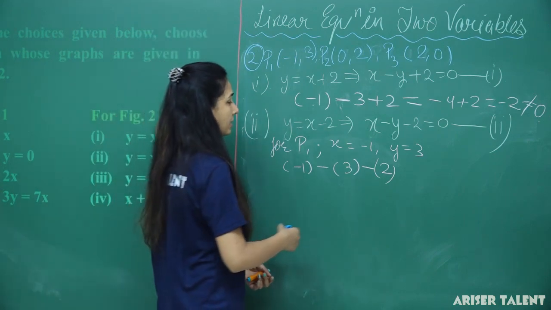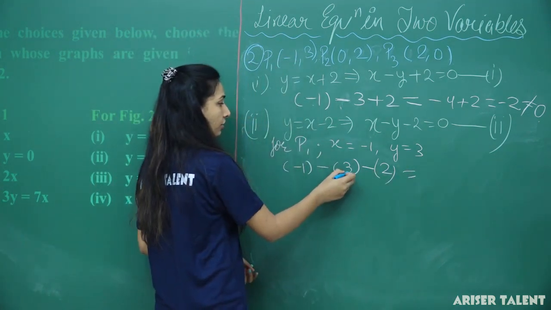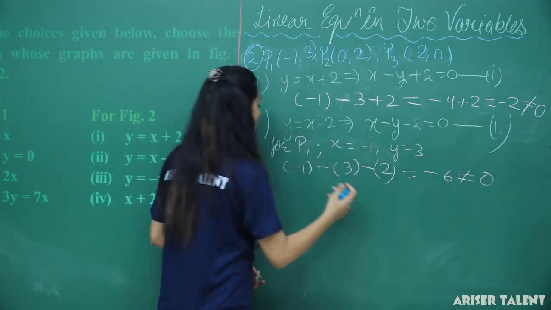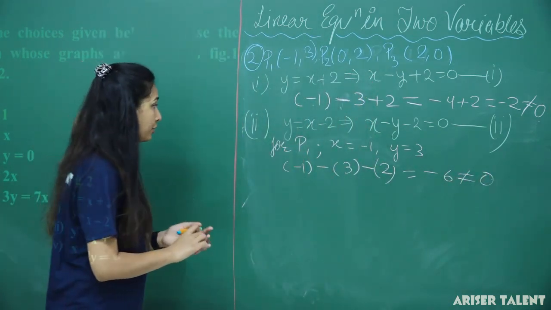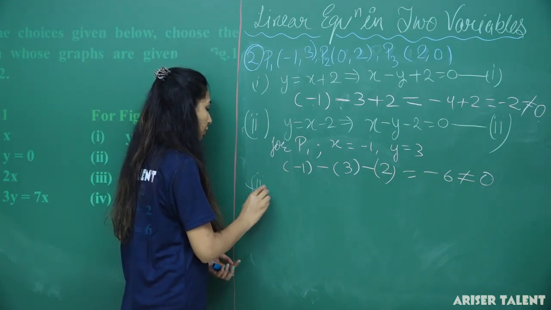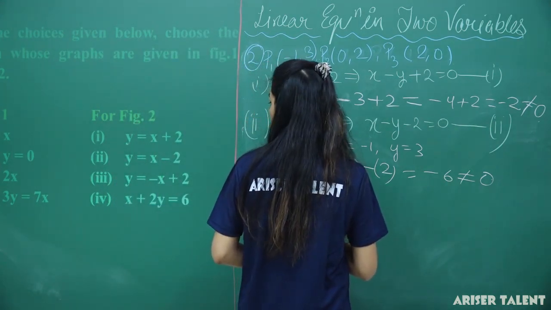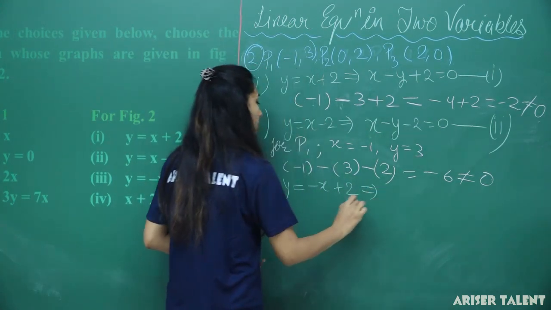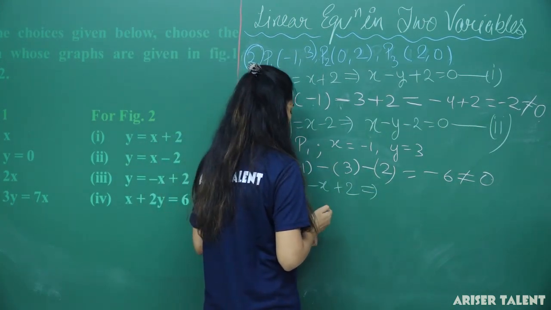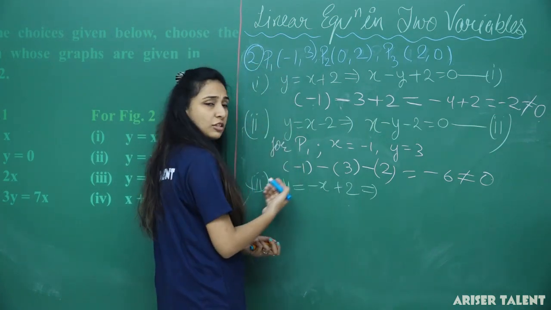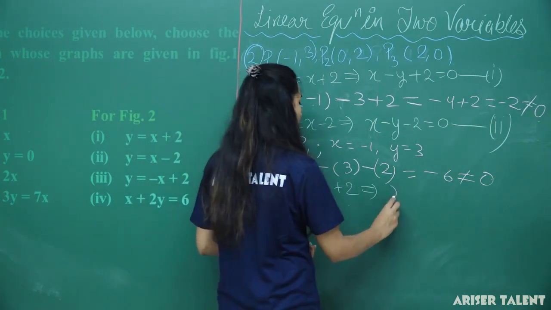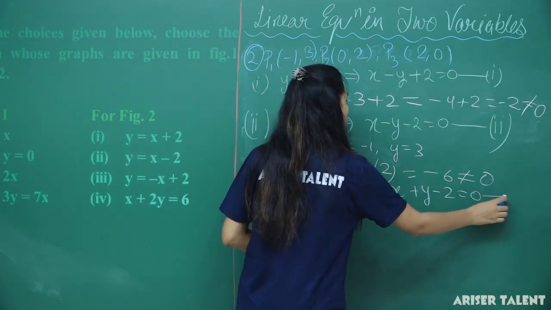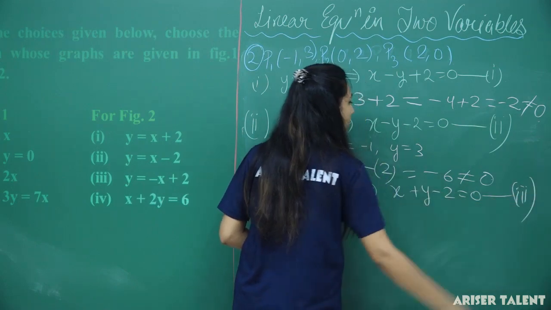Okay, right. So, we will be getting 3, 4, 5, 6 minus 6, which is not equal to 0. So, this is also not the equation. Now, the equation number 3 I am talking about is y equals minus x plus 2. So, that equation will change into, you can transpose both the terms here, so that will be x plus y minus 2 equals 0.